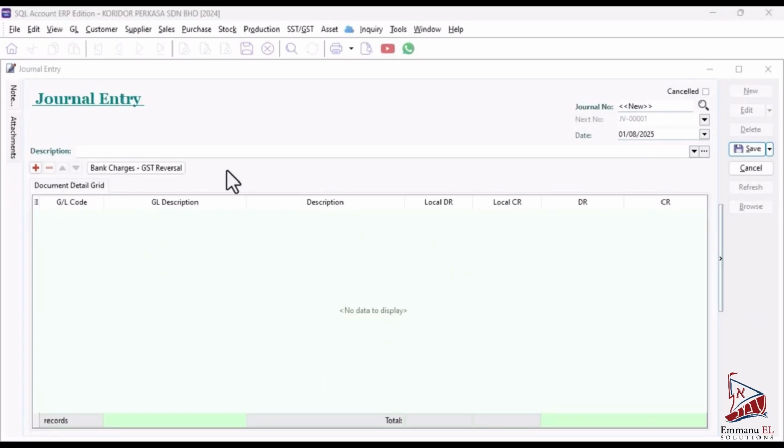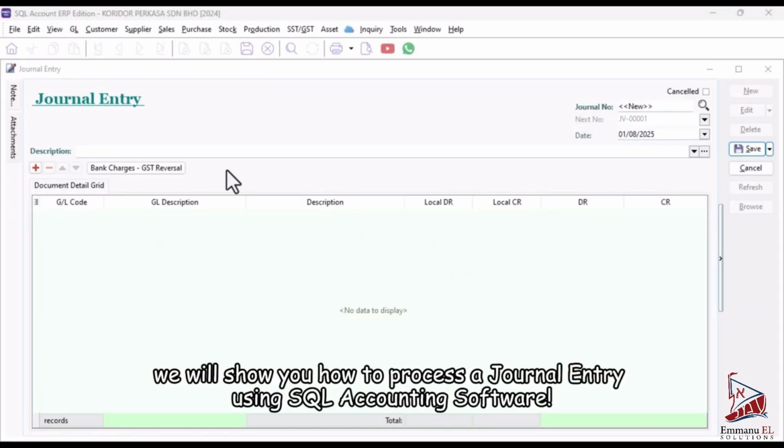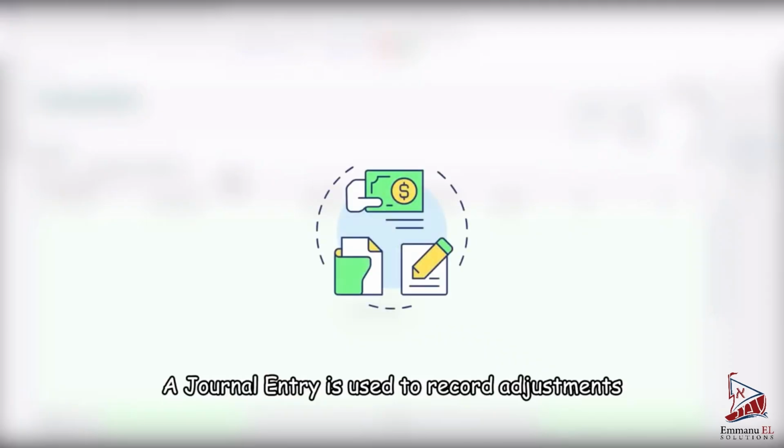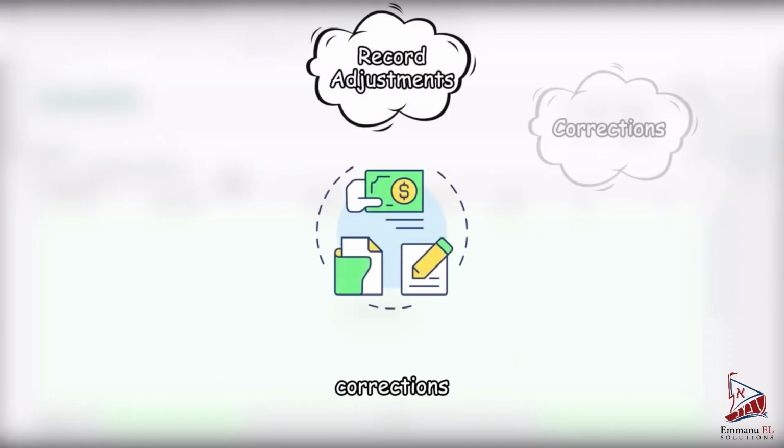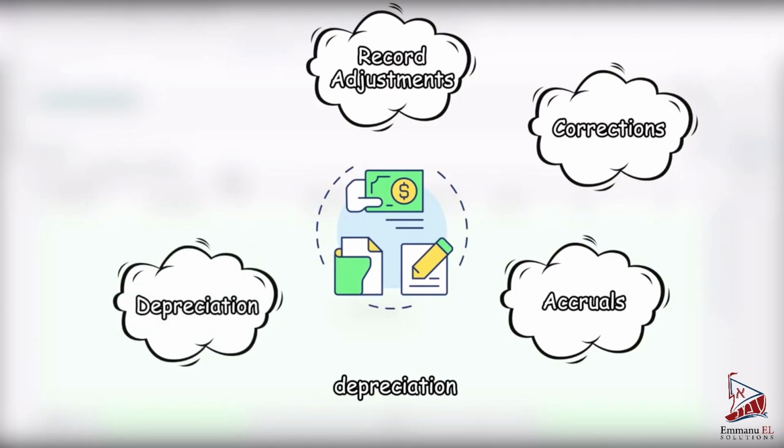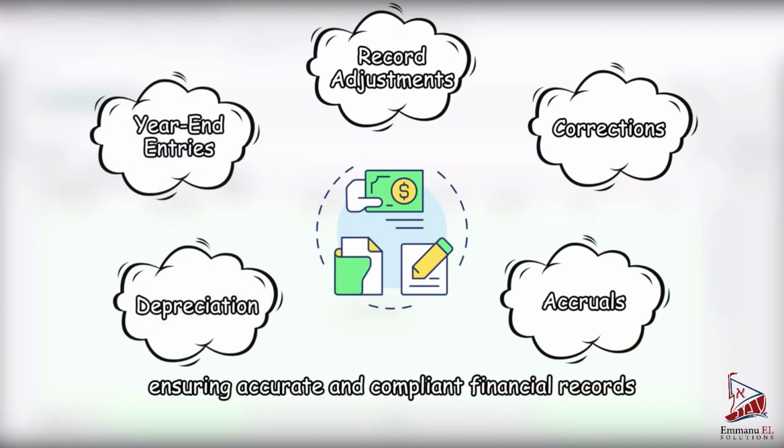Hello viewers. Today, we will show you how to process a journal entry using SQL accounting software. A journal entry is used to record adjustments, corrections, accruals, depreciation, or year-end entries, ensuring accurate and compliant financial records.